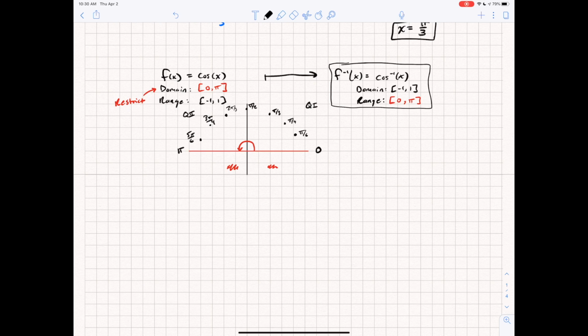So just as an example, if I was to do inverse cosine and I wanted you to evaluate this, and I said do inverse cosine of something like negative 1/2.